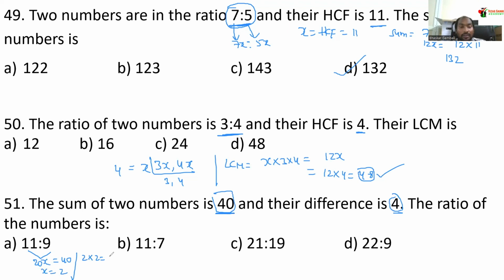2 into 2 equals 4. So the answer is 4. That fits, we got 4. So the correct answer is 11:9. I hope everyone understood.